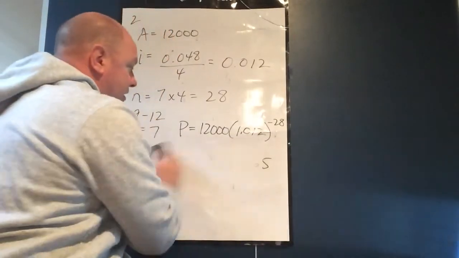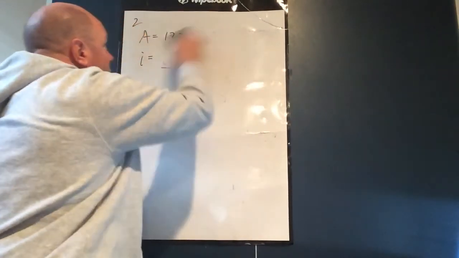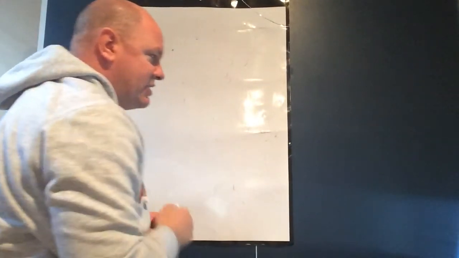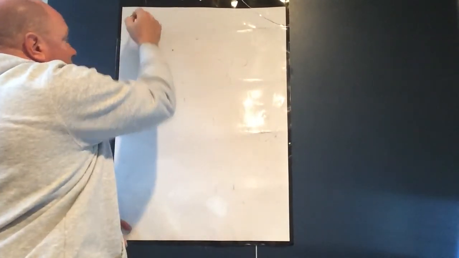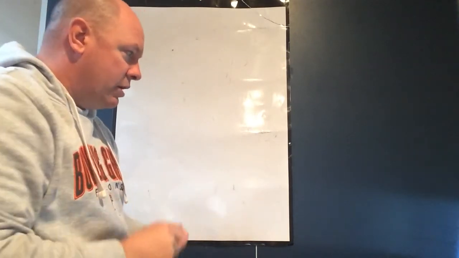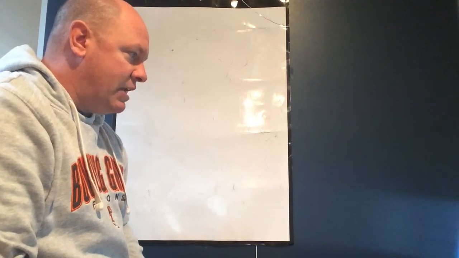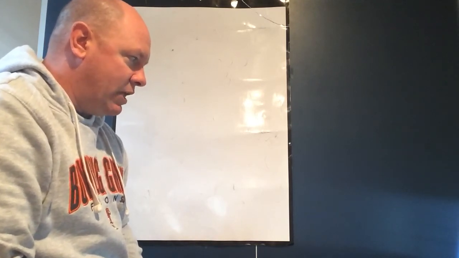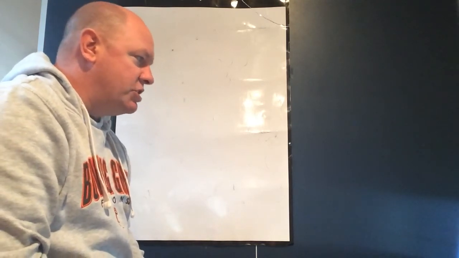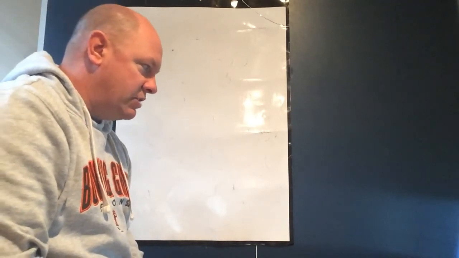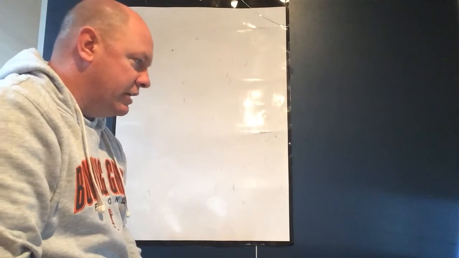All right, now let's take a look at example number 3. And look at this. This is a 2-part question for number 3. It says, Amber invested $3,000 for 5 years at a rate of 4% per year compounded semi-annually. How much interest did she earn in the first year? So, in the first year, how much interest did she earn in the first year?